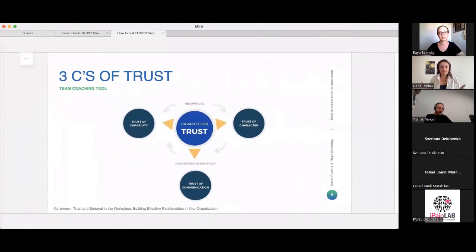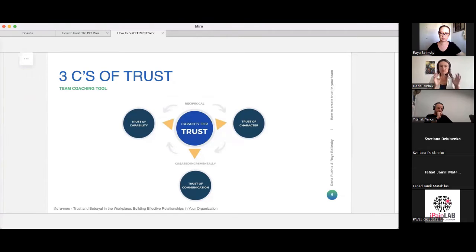But what kind of trust is that? I mean, trust is a big word. It means so many different things to different people. So I want to share with you this model of the 3 C's of trust. What is the capacity for trust? And when we talk about teams, we can say that it consists of three elements.